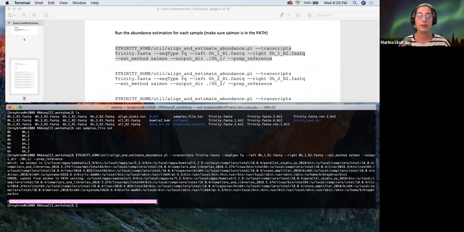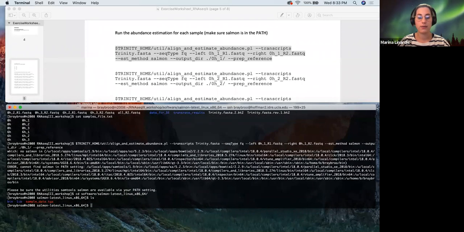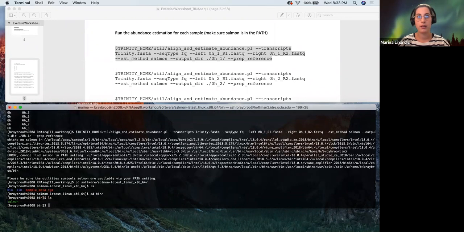There's no salmon that we put into our path, so we need to do that first because we are trying to run salmon. Okay, so let's double check where salmon is. So we do cd software, and we know that it's in software, and then it should be in this salmon latest, but we need to go into the bin if you remember. So it's right here, pwd.